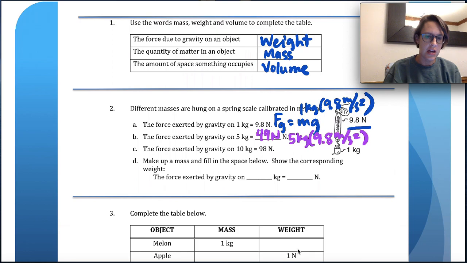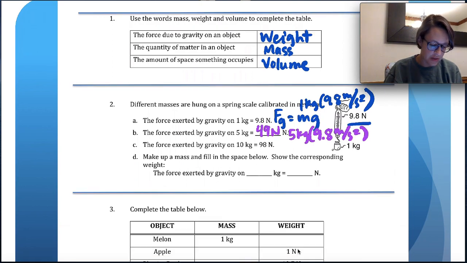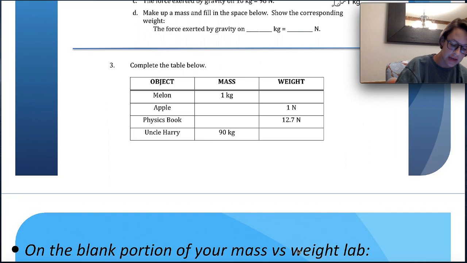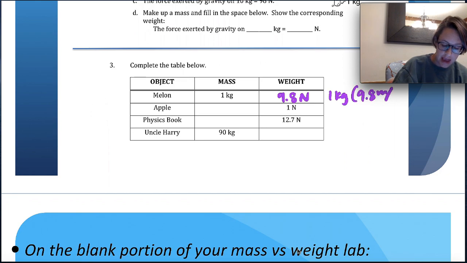Okay, we're going to skip C and D because we'll have some more practice down here. So again, the melon has a mass of 1 kilogram, so we would multiply to find the weight, and we get 9.8 newtons. So 1 kilogram times 9.8. And again, I'm using the formula Fg equals m times g.